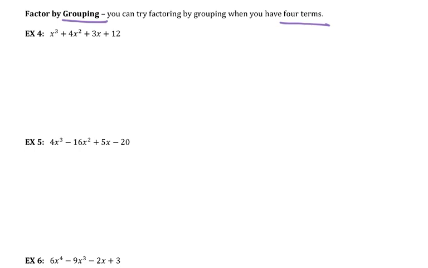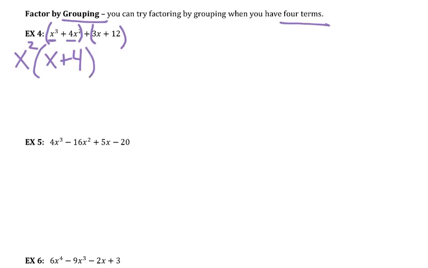And the way you start is you break this up into two sets of parentheses. So you're grouping them into sets of two. Then you factor each set by pulling out the GCF. So the GCF of x cubed and 4x squared is x squared. So when I factor that out, I'm left with x plus 4.